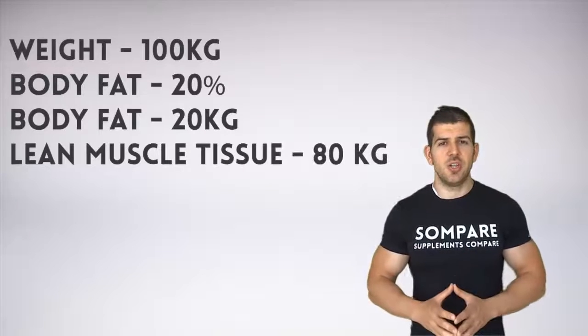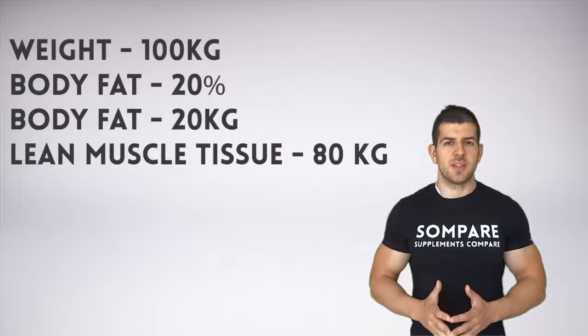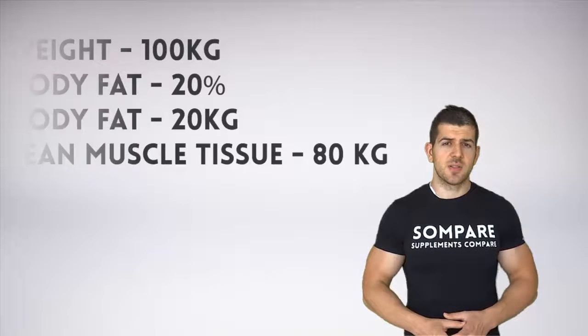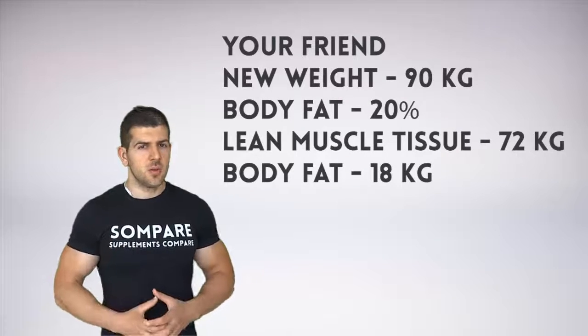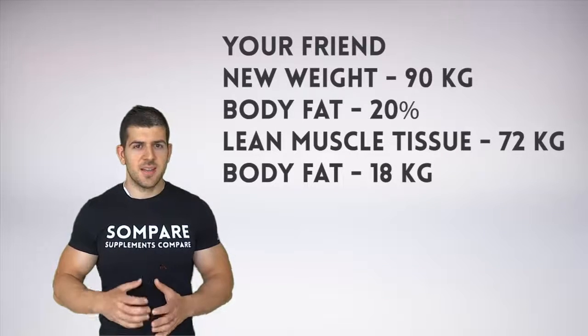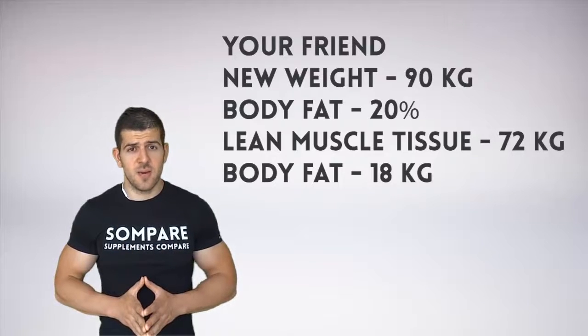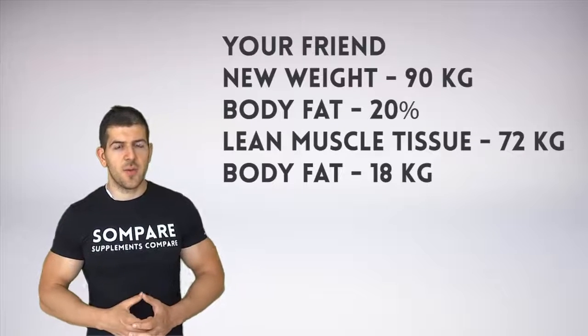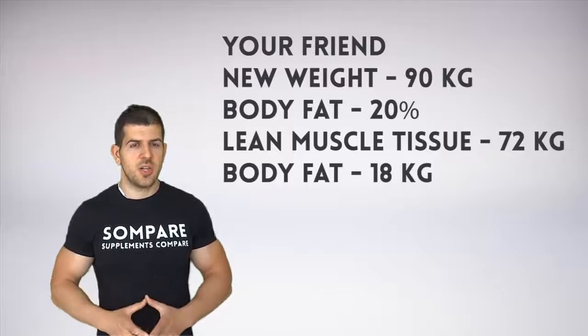But anyway, for the sake of easy calculations, we shall presume that you both weigh about 100 kg and you're both at 20% body fat. This means you both have about 20 kg of body fat and 80 kg of lean muscle mass. By the end of his diet, your friend has lost 10 kg through a lot of food deprivation and little exercise, so your friend is now 90 kg, but he's still at 20% body fat. This means that he has now 72 kg of lean muscle mass and 18 kg of body fat. So the 10 kg he has lost are actually coming from 8 kg muscle mass and 2 kg body fat.